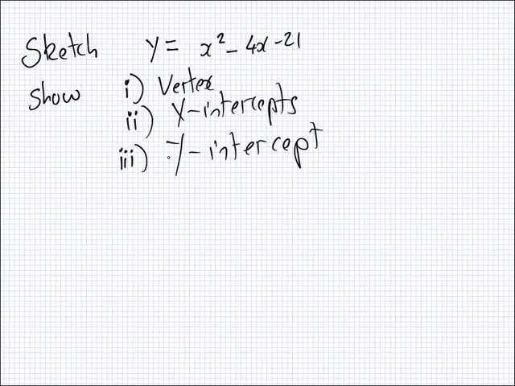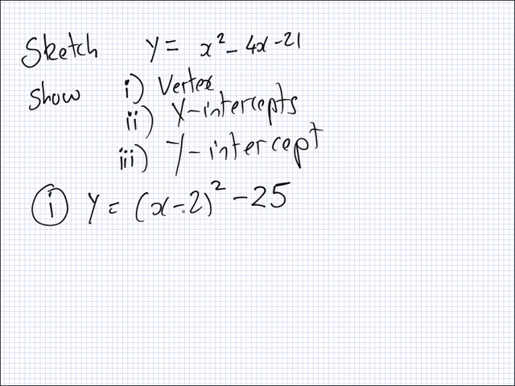Okay, let's take care of part 1 first. Remember, the vertex means the minimum. It means the turning point. Does anyone remember the method for finding the turning point, the minimum? What method? Completing the square. So let's complete the square. What would that be here? x minus 2 squared, and then minus 25. Yeah?